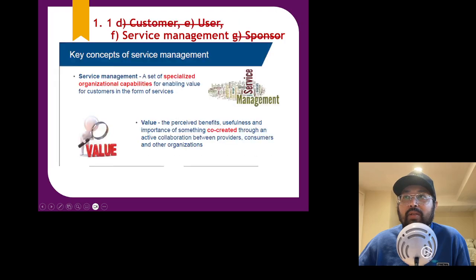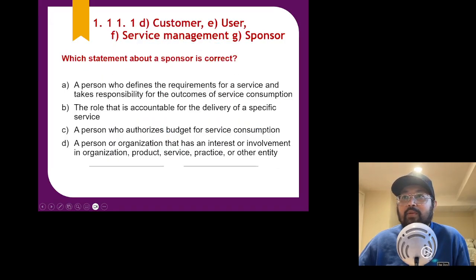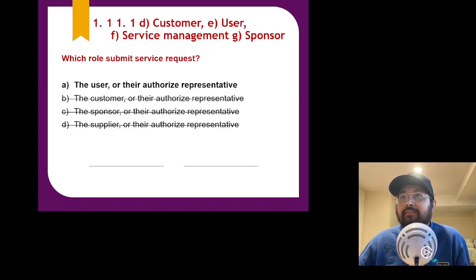Let's go back to the role of user, the role that uses the service, right? So come back to the question. Which will submit service request? The user or their authorized representative.